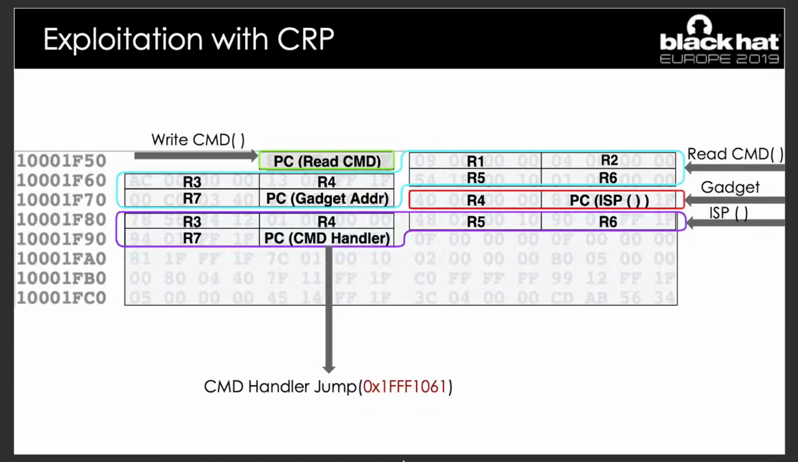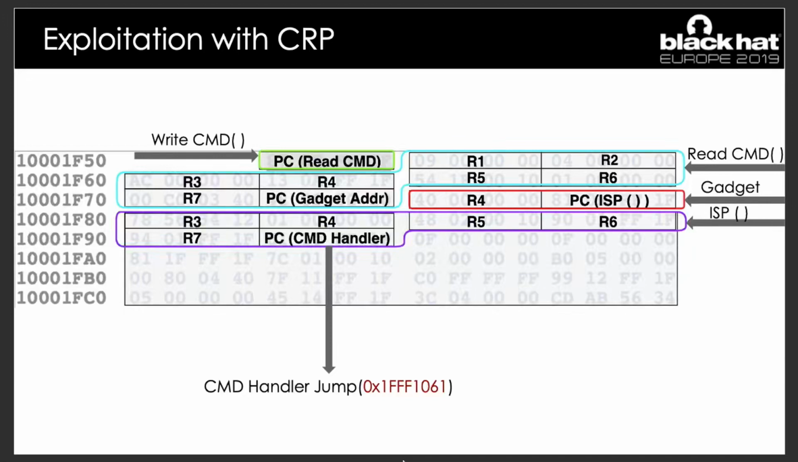As we can see, the PC of the read command jumped inside the blue area, which is the read command area, and then the PC of the read command area jumped to the red area, which is the gadget area, and then from the gadget we jumped to that purple area.